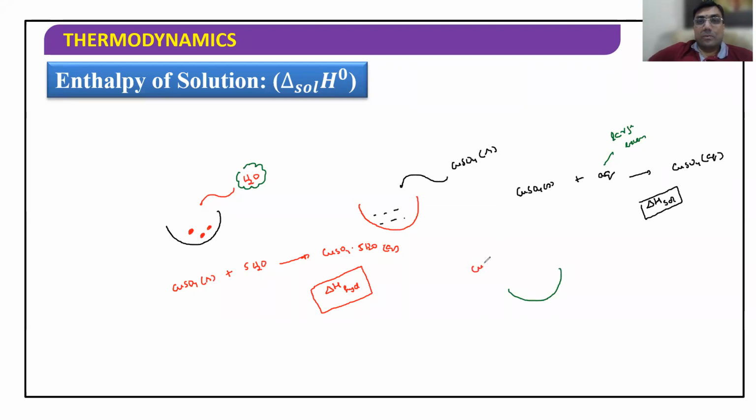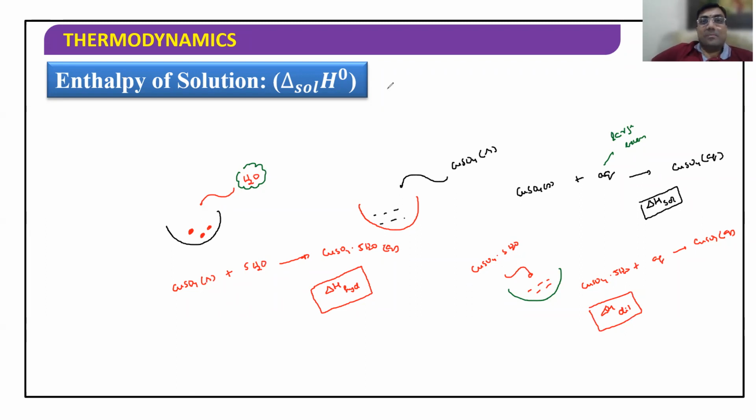Now, you take CuSO4 dot 5H2O. You put it in water. What will you get? CuSO4 dot 5H2O plus aqueous gives CuSO4 aqueous. This is called enthalpy of dilution. What is this? Enthalpy of dilution.